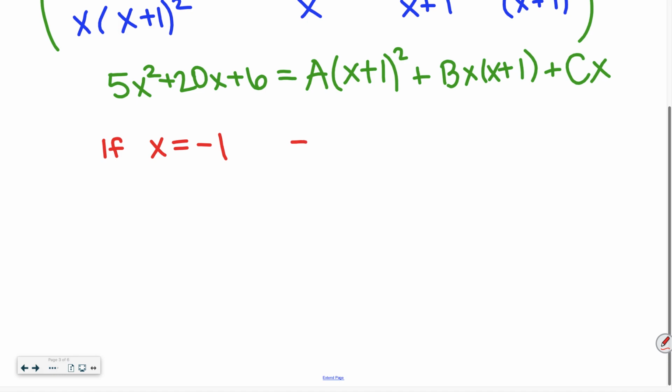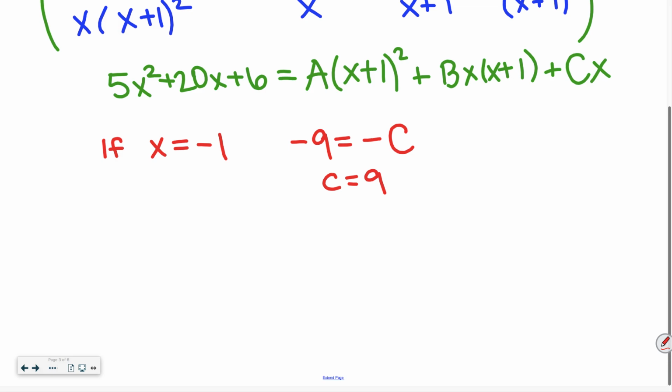Negative what? What's going to happen here? It's going to be 0, right? Negative 1 plus 1 squared is 0. Okay. B times negative 1 times 0, right? The whole point is to make that 0. Okay. So what we have is C times negative 1. C equals 9.